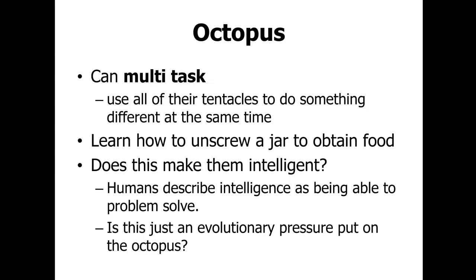Humans describe intelligence as being able to problem solve. Is this just an evolutionary pressure that's been put on octopuses to figure out how to unscrew and open things up for food? Or is it a measure of their intelligence?